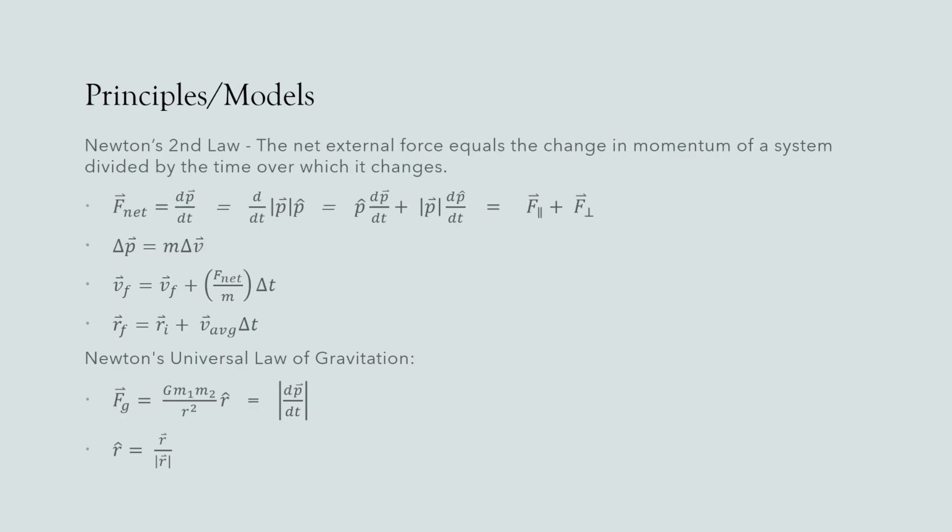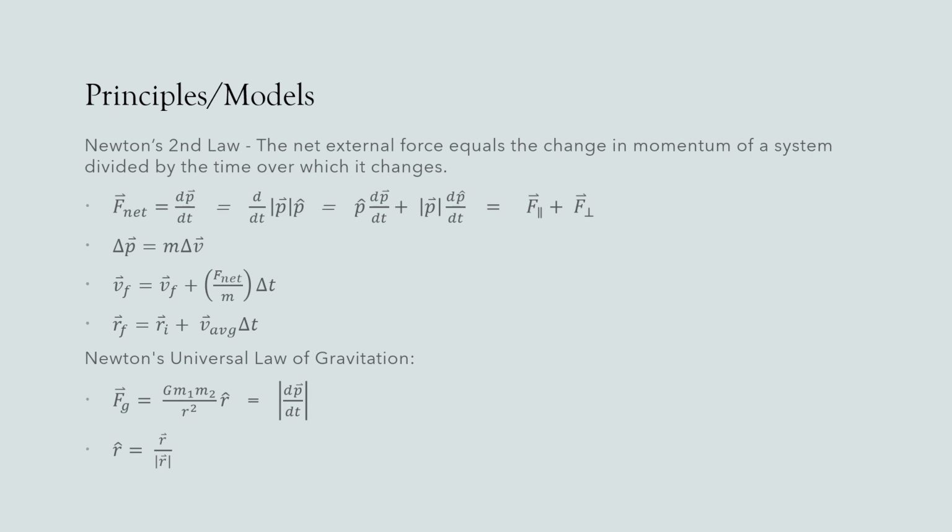A couple of key physics principles used in this lab include Newton's second law, which is that the net external force equals the change in momentum of a system divided by the time over which it changes. A key formula from this law was that net force is equal to the change of momentum over change in time. This was also equivalent to the net force parallel and perpendicular components. This idea helped in estimating the overall force acting on the spaceship and planet, which contributed to its direction of motion and position. The update velocity and position formulas were used to iterate the position and velocity of the spaceship and planet, which was determined through the net force.